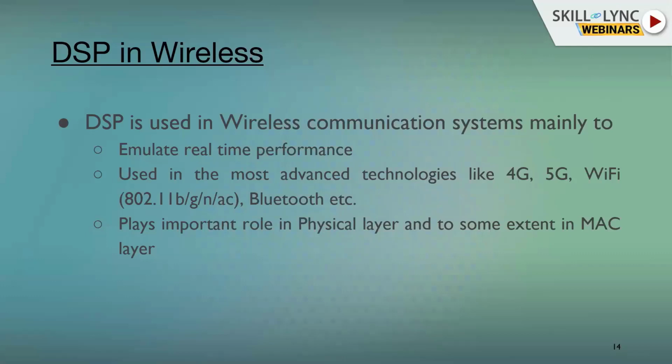DSP plays a very important role in the physical layer and to some extent in the MAC layer. If you take the OSI model, we have the physical layer, and on top of that we have the MAC layer. For physical layer signal detection and signal processing, we have to use DSP for any technology, whether optical fiber, 4G, 5G, or Wi-Fi. They are all different, so we have to use DSP in much detail for each of these technologies.